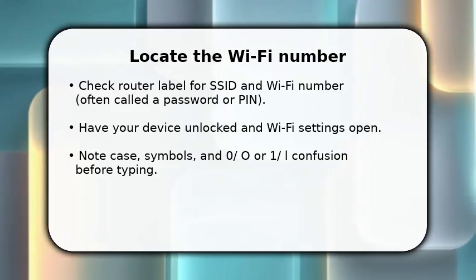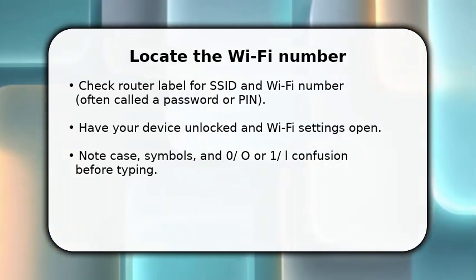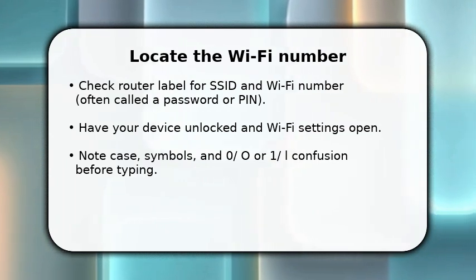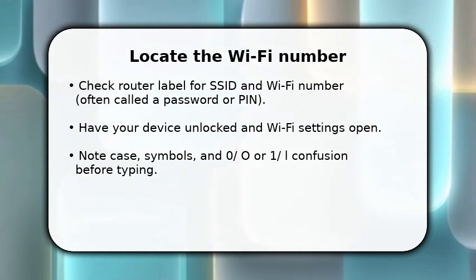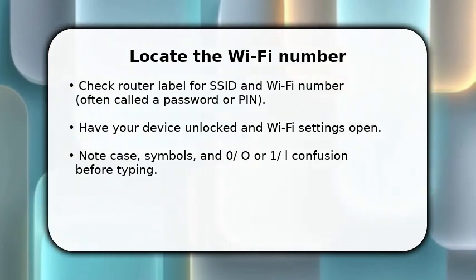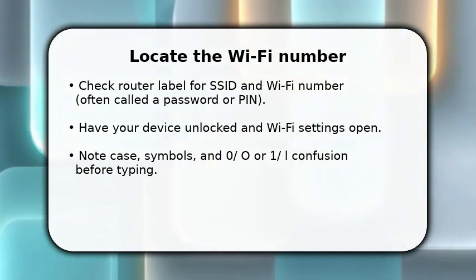You start by locating the Wi-Fi number on the router label because that's the quickest, reliable source. Once located, make sure your device is awake and the Wi-Fi menu is open so you can act immediately. Entering the number correctly matters. Small differences in case and similar characters break access, so pause and confirm each character.